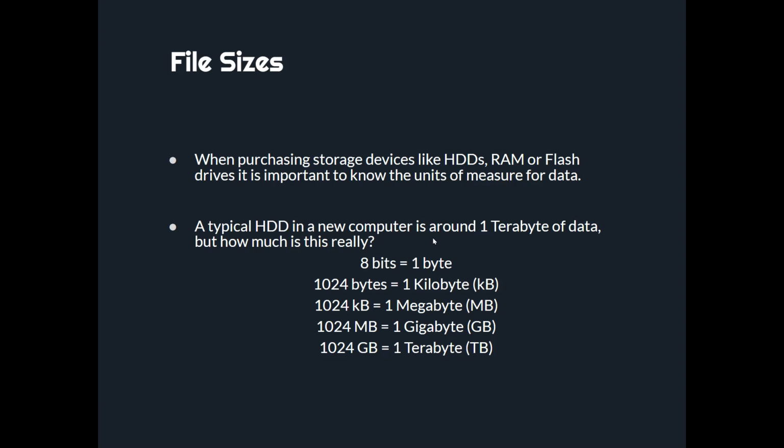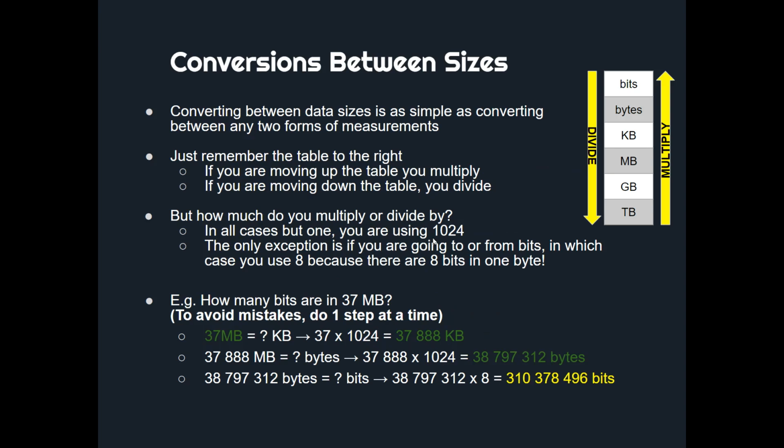That brings us to our next point. Conversions between the sizes. Converting between the data sizes is as simple as converting between any two forms of measure, as I just described with millimeters to kilometers, or centimeters to kilometers. So just remember the table on the right here. If you can remember this order, bits, bytes, kilobytes, megabytes, gigabytes, terabytes, it goes from the smallest up to the biggest. There's actually bigger sizes in this, of course, petabyte, exabyte, yottabyte, and things like that. But we're not going to get into that right now.